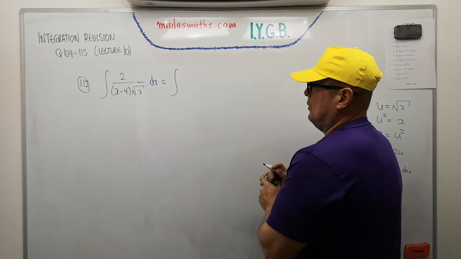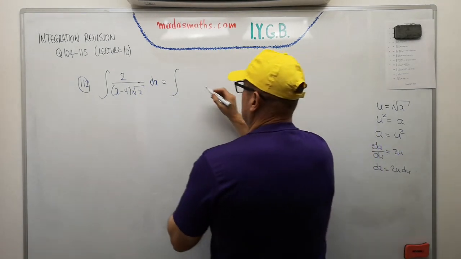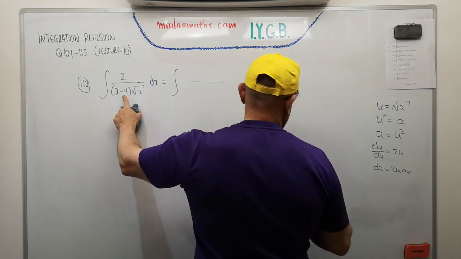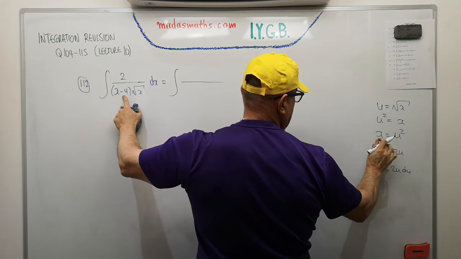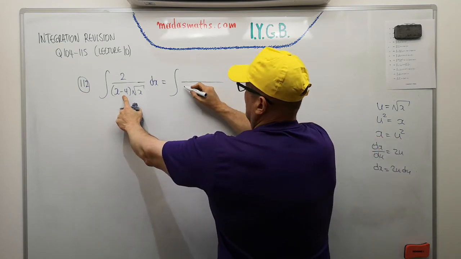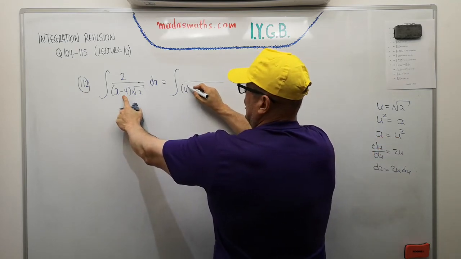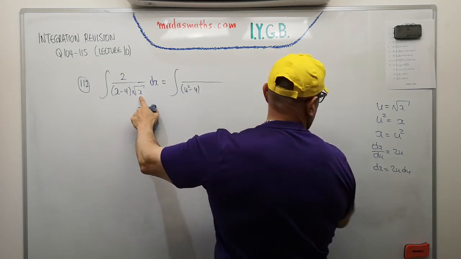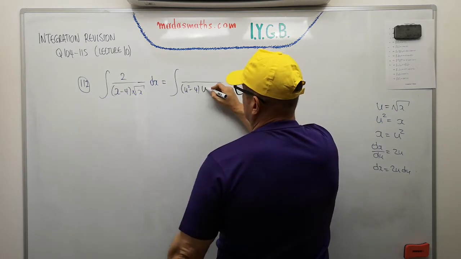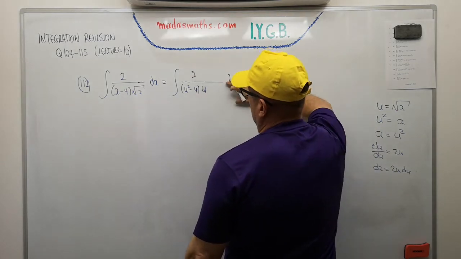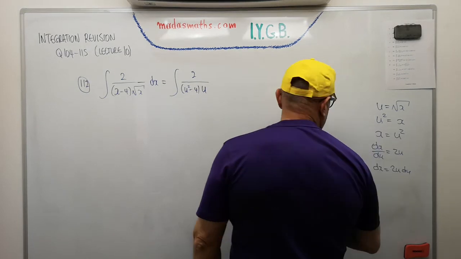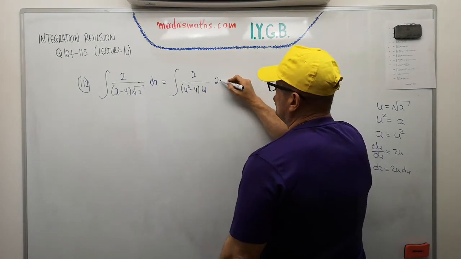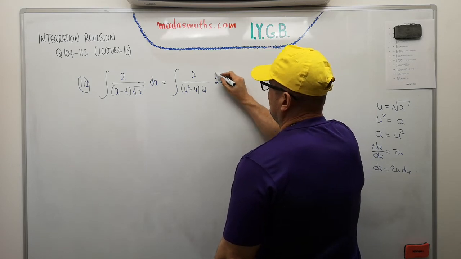So what happens to this integral now? Let's start transforming it. The x minus 4, what is x? x is u squared, so this will now become u squared minus 4. That's this bracket here. The square root of x, I called it u. The 2 is on the top, and my dx is 2u du.